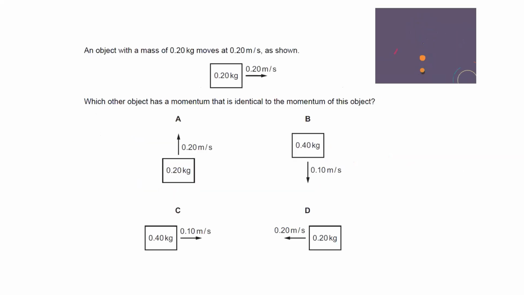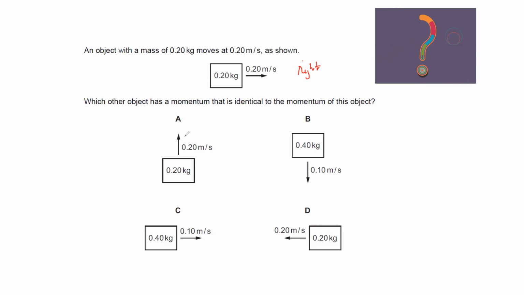In this question, they're asking, an object of mass 0.2 kilogram moves at a speed of 0.2 as shown. Which object has a momentum that is identical? First thing, this object is having a resultant momentum towards right. So the identical object should also move towards right. Which object is moving towards right?